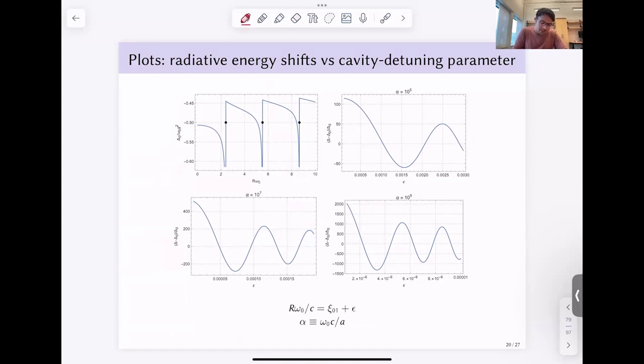Yeah. And so on this slide, I have the lamb shift in the Rindler atom as a function of R omega naught, which we are calling the cavity tuning parameter, which just means that omega naught remains fixed and you are changing the radius of the cavity. And epsilon captures how far away you are from the first atom cavity resonance point. So this is how the lamb shift inside the cylindrical cavity looks for an inertial atom, where these black dots are the different atom cavity resonance points. And these three plots are for a non-inertial atom. Here I am plotting the total lamb shift in a Rindler atom, from which I subtract the inertial contribution and take its ratio with the inertial lamb shift.